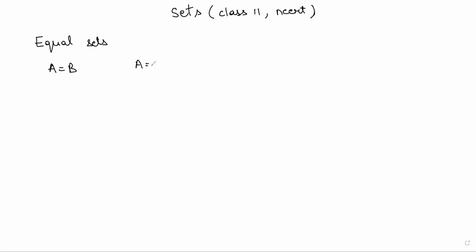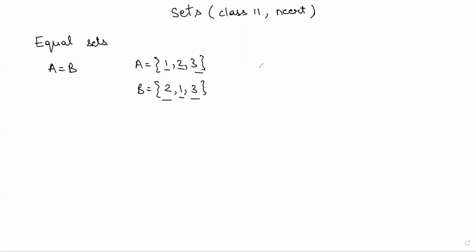So say A is equal to {1, 2, 3}. And B should also have the same elements. The order of these elements in sets does not matter. So even if I write 2, 1, and 3, they have the same meaning. These two sets will still be considered equal because 1, the first element, is present, 2, the second element, is present, 3, the third element, is present.